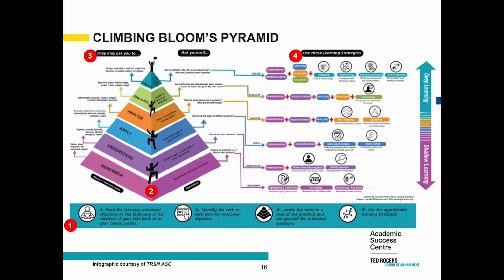Finally, in the middle, you will notice arrows leading from Bloom's Pyramid to the learning strategies. These are questions students should ask themselves pertaining to each level of Bloom's that would then connect them to the necessary learning strategies they would need to use to attain that level. In certain areas, you may notice red plus signs between various strategies. This means that they should be used in conjunction with one another.